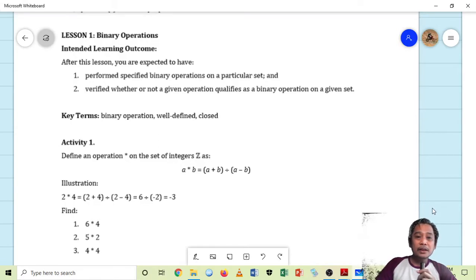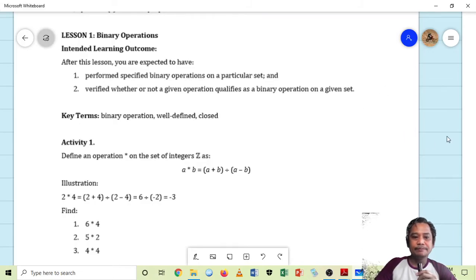So today we shall formally start discussing lesson 1 in the learning packet that I provided you last week. For this lesson, the intended learning outcomes are for you to be able to perform specified binary operations on a particular set and verify whether or not a given operation qualifies as a binary operation on a given set.